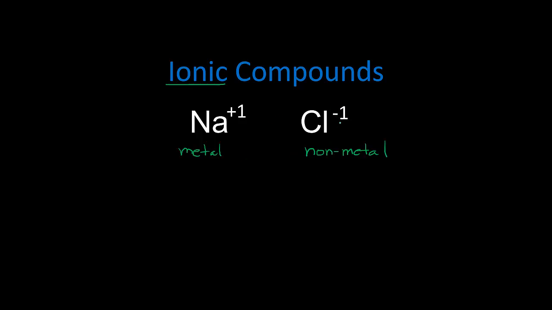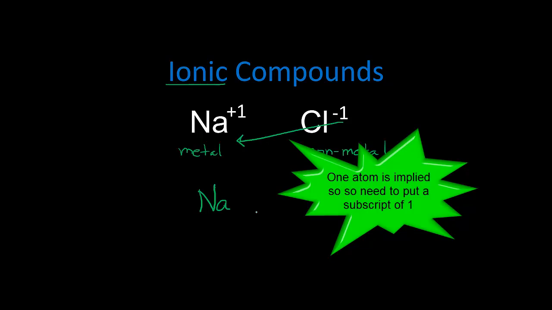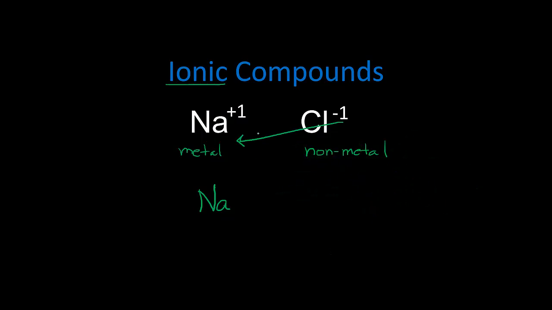Now what we're going to do is we're going to crisscross. So that 1 goes down by the sodium, but we never write 1s. The reason why is because if it wasn't 1, then we wouldn't even have a sodium. And that 1 goes down by the chlorine. So we write Cl and we don't write 1s. We drop these charges right here.